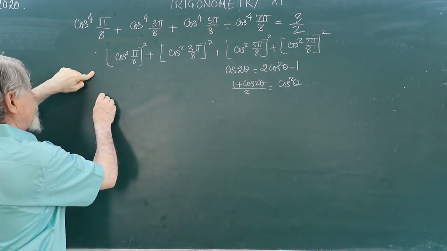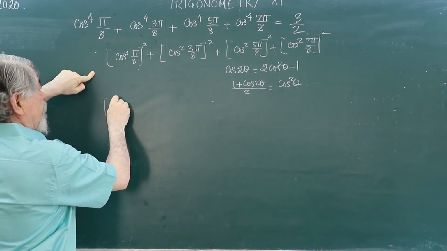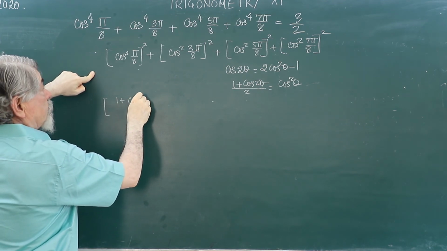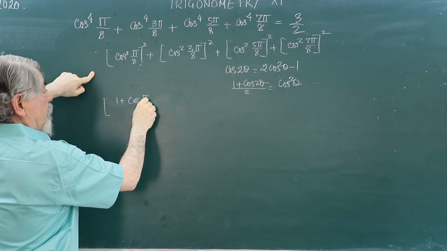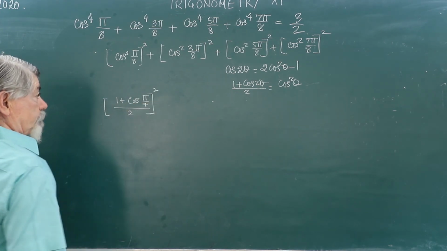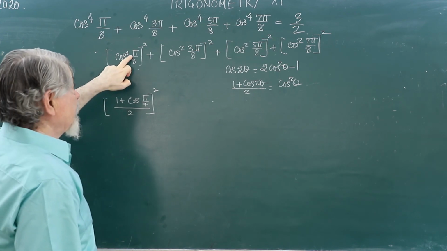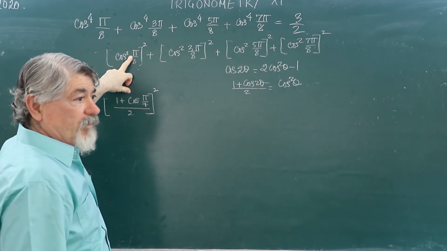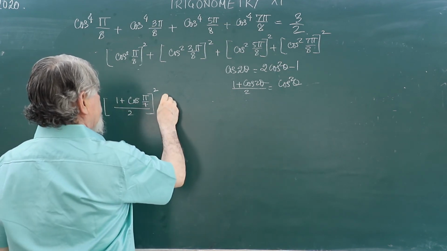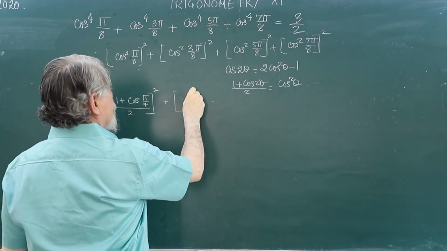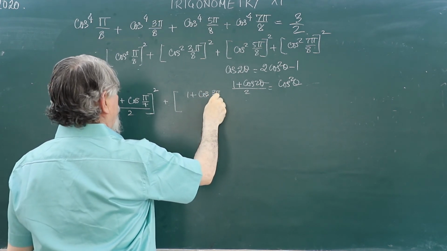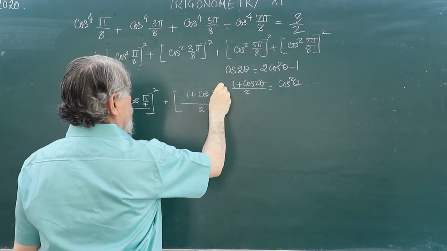So what will it become? It will become 1 plus cos pi by 4 upon 2 whole square. We double this angle, pi by 8 doubled becomes cos pi by 4. Similarly, 1 plus cos, if I double this, 3 pi by 4 upon 2 whole square.